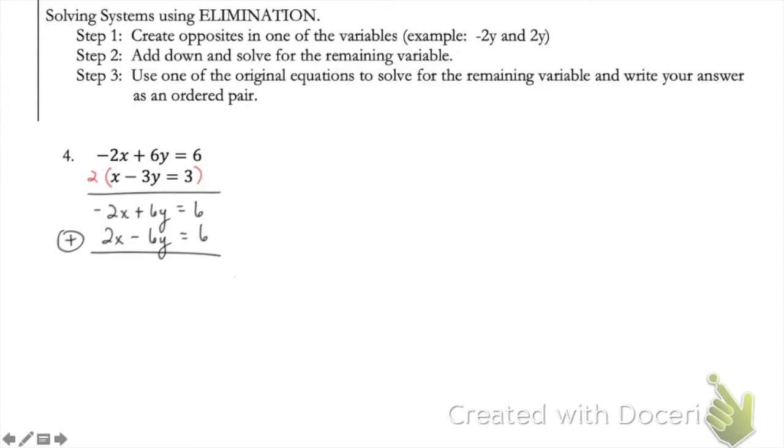So negative 2x plus 2x will eliminate to 0. 6y and negative 6y also eliminates. Sometimes that happens. So I just write what I have. I have 0 plus 0 equals 12. I'm going to simplify that to just 0 equals 12. That is a false statement. When we have a false statement and we're solving algebraically, either using substitution or elimination, that is an indication that we have no solution.